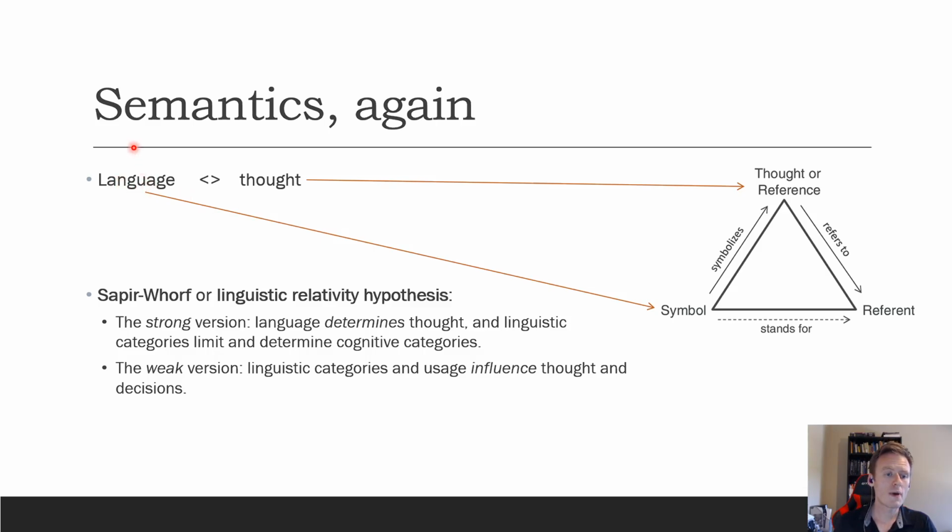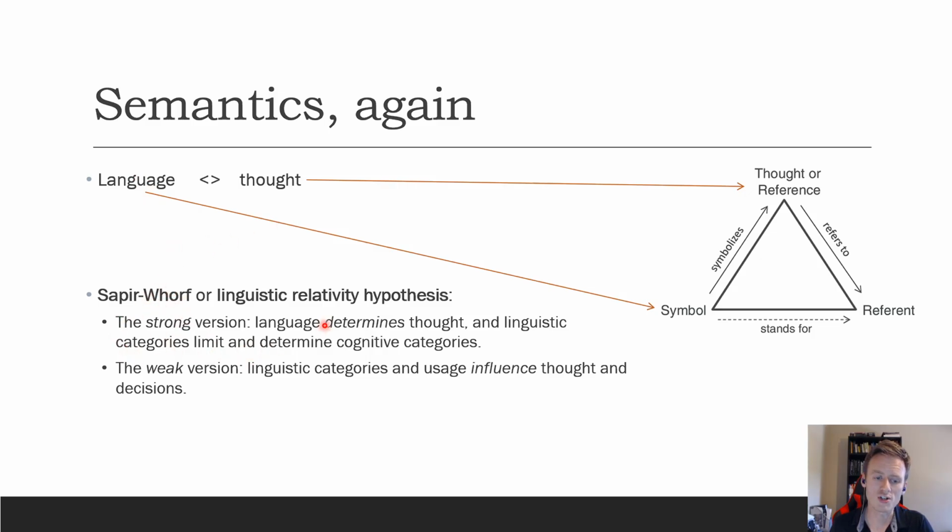So when we make this distinction between language and thought, we can ask an interesting question, which is, to what extent does language influence thought? And a famous hypothesis in the 20th century, the Sapir-Whorf hypothesis, or the linguistic relativity hypothesis, claims that there is a substantive way in which language influences thought.